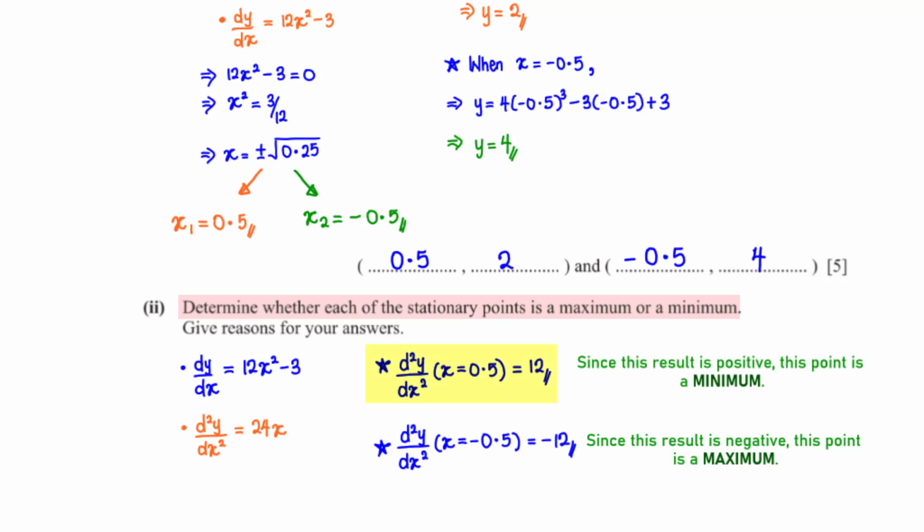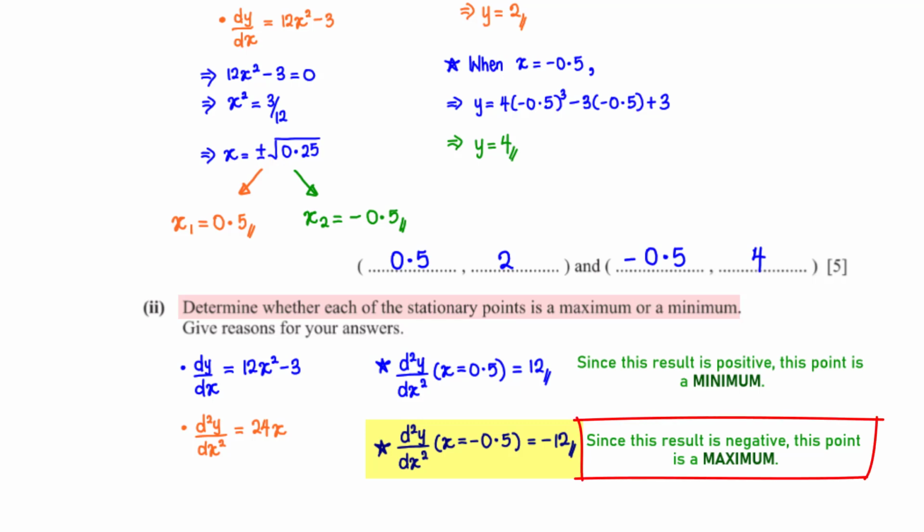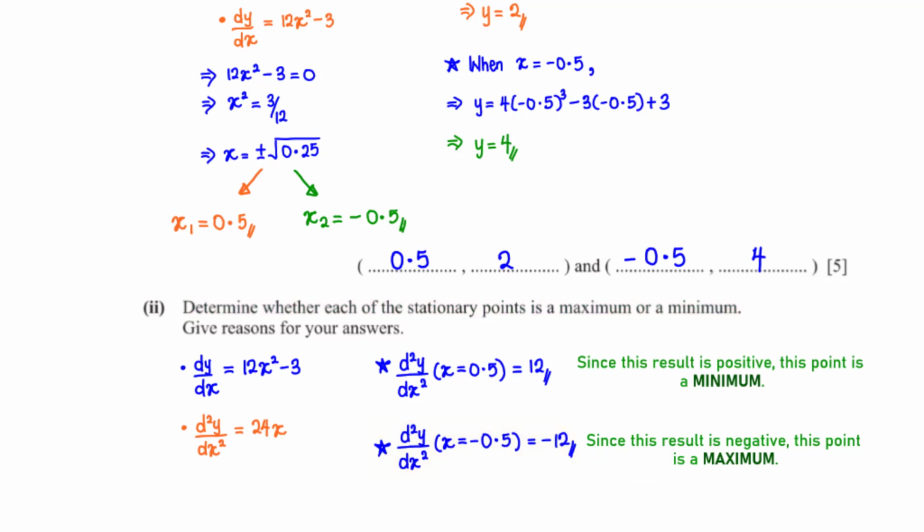When we substitute x equals 0.5 into the second derivative, we get 12. Since this result is positive, it means the stationary point is a minimum. When we substitute x equals negative 0.5 into the second derivative, we get negative 12. Since this result is negative, it means the stationary point is a maximum.